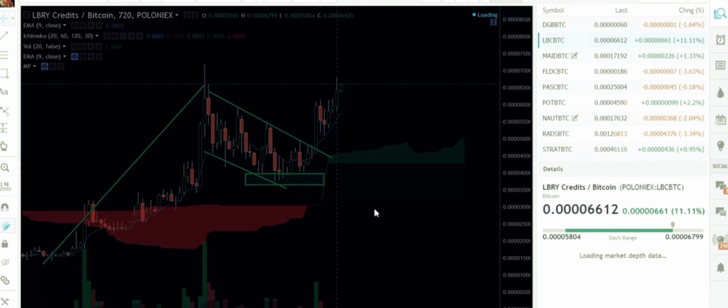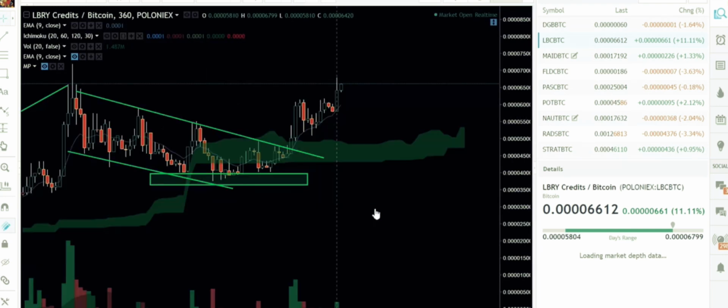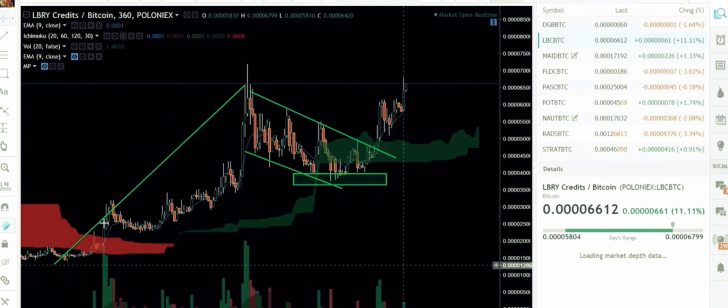Like once the price gets under the clouds and trades under the clouds, it has to find some sort of support footing back on top of the clouds for it to continue on. There we go. Okay.